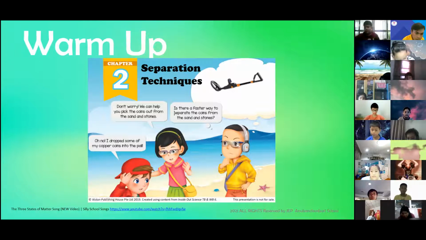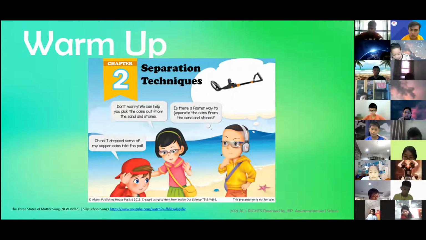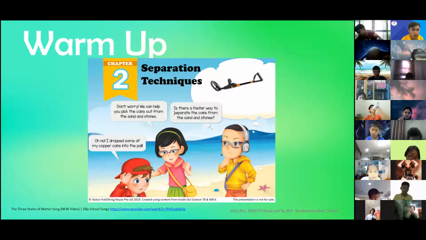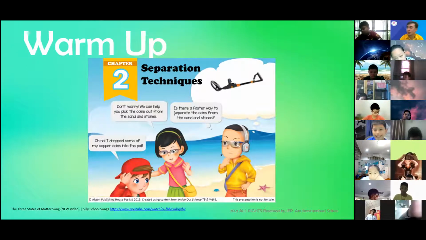There's a boy wearing a red jacket and a red hat. He's saying, "Oh no, I dropped some of my copper coins into the pail." "Don't worry," the girl said. "We can help you pick the coins out from the sand and stones." But the smart boy is thinking, is there a faster way to separate coins from sand and stones? What do you think? Yes or no? Is there a faster way?